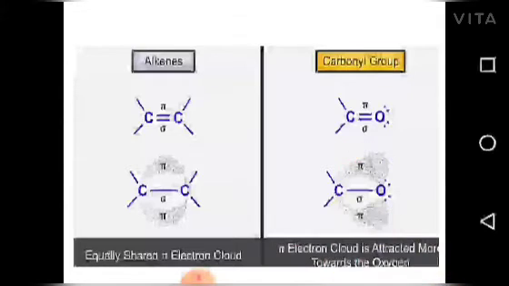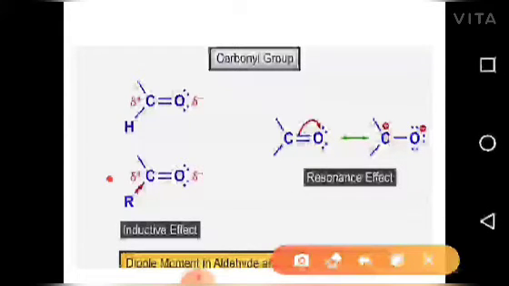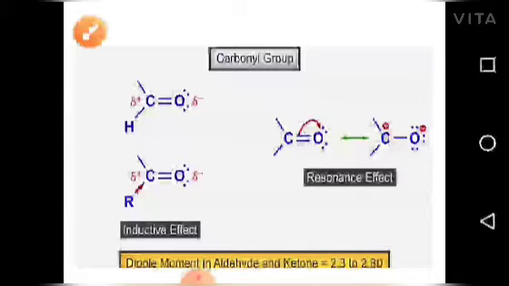Whereas in the carbonyl group, the pi electron cloud, you can see here, is like this. The pi electron cloud is attracted more towards the oxygen atom. Why is this so? Because of the electronegativity value of oxygen. It has a greater electronegativity value as compared to carbon, so the pi electron cloud is attracted more towards the oxygen atom.